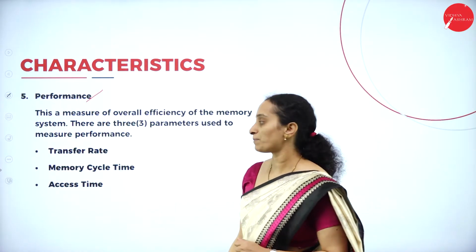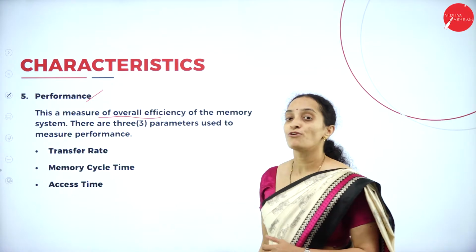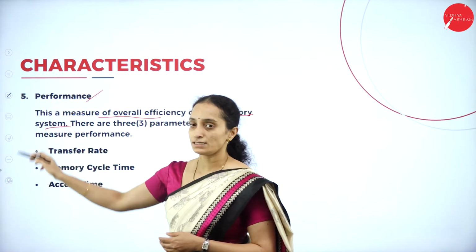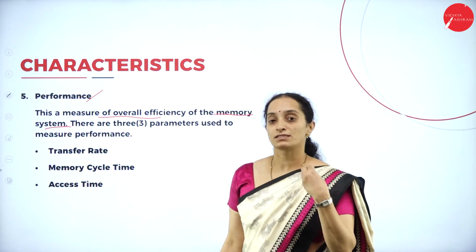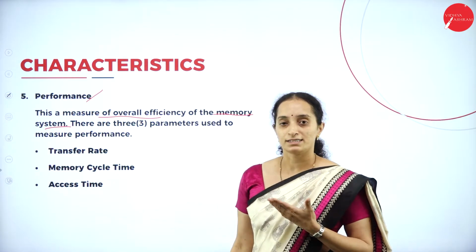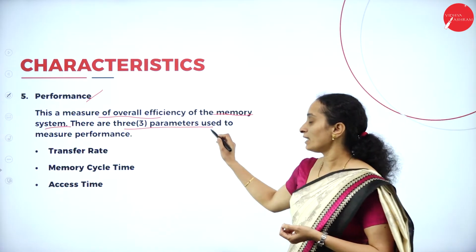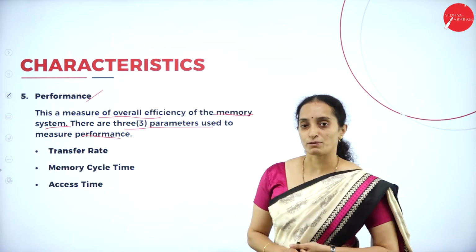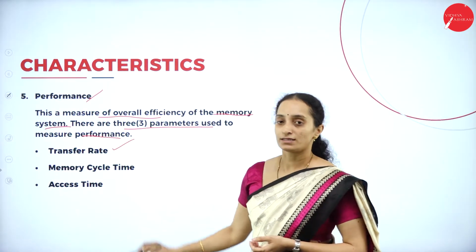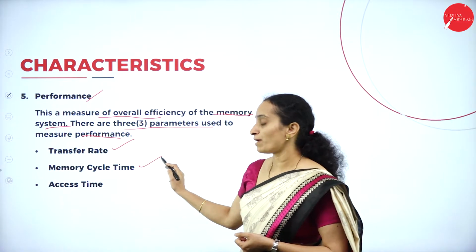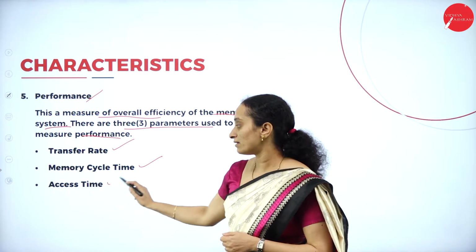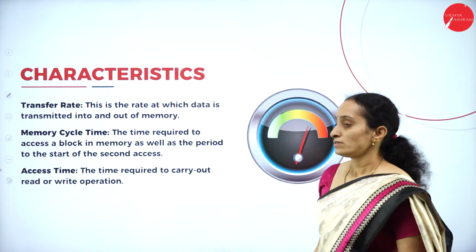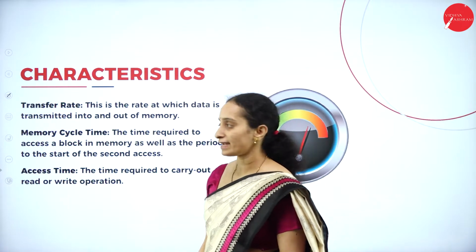Okay. So the next characteristic is performance. How do you measure the performance? This is a measure of the overall efficiency of the memory system, how the memory system is capable of handling the data load. There are 3 parameters that can be used to measure the performance of a memory system: one is the transfer rate, next is the memory cycle time, and third is the access time. Let's know about all these 3 characteristics.